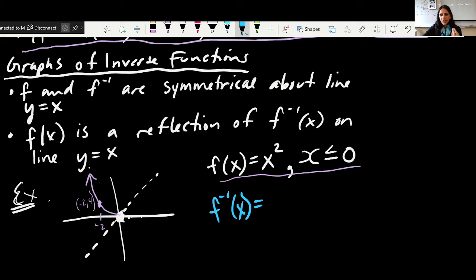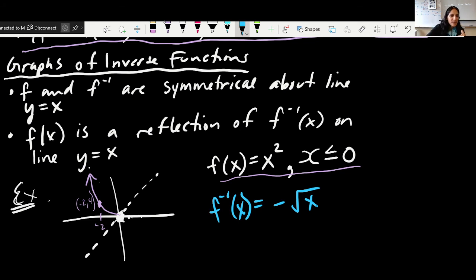do you see that the inverse would be this negative root x? So if I did the swapping, isolating, etc., I'd get root x. But it could be plus or minus root x. But since we're dealing with the negative side that we've chopped, it would be the negative root x I'd be dealing with. And remember, when we're dealing with the algebra, we're swapping the x and the y values.